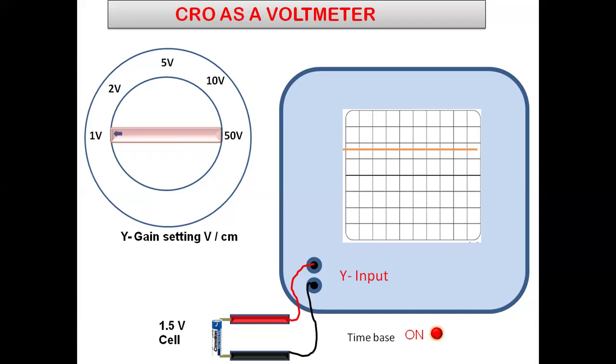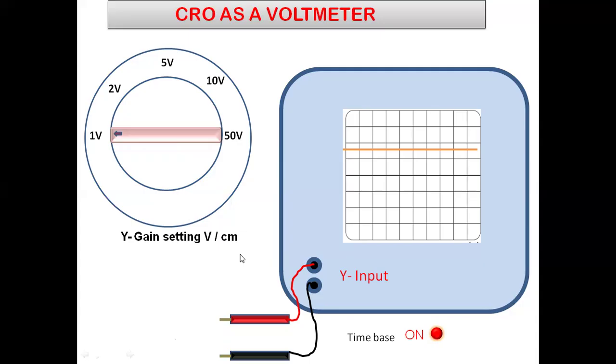So how do we note down the voltage? We multiply the number of boxes with the Y gain setting. So the Y gain setting is 1 volt per centimeter and the boxes are 1.5. So this is the position. This is in the middle of the second box. So 1.5 volt is the voltage.